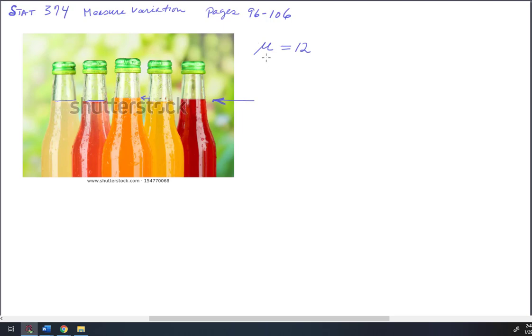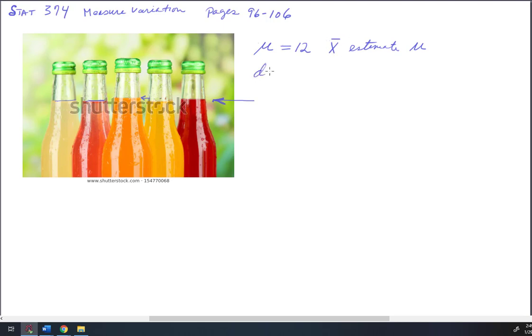Now, usually we don't really know what mu is. We've talked about the difficulty of finding out what some of these parameters are, and mu is a characteristic of the population, so it's a parameter. What we would do is pull bottles off the line and see how full they are, and from that information we would compute x bar and use x bar to estimate mu. But an important part of that estimation is to know how much variability there is in x bar.